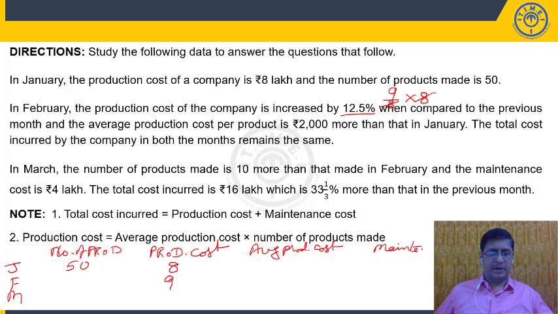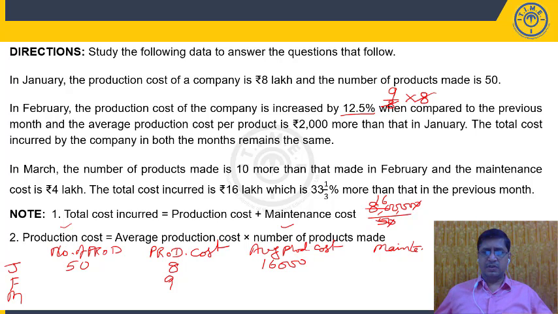And the average production cost per product is 2,000 more. Average we get by using the second footnote: production cost by number of products made means 8 lakh by 50. So the zeros we can cancel. Here it goes how many times? It goes 16 times. So what is the value? 16,000. So what is the average here? 16,000.